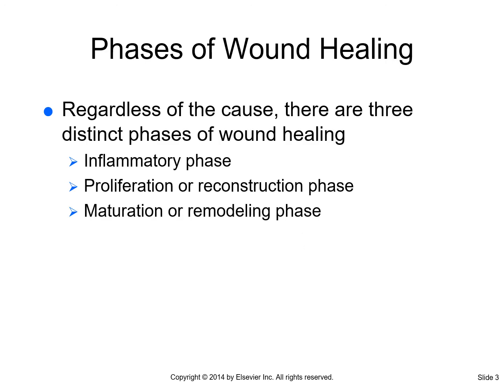There are different phases of wound healing. Regardless of the cause and the type of wound itself, there are 3 phases of wound healing: inflammatory phase, proliferation, and maturation. Please review that in your book. This is a review from 104. So if you don't remember the phases, please review them.